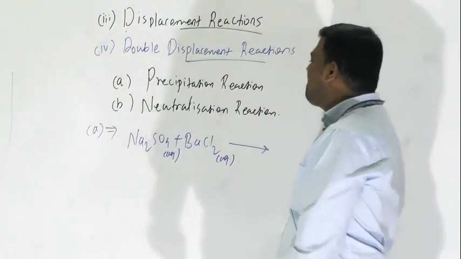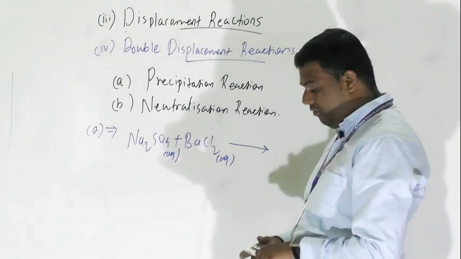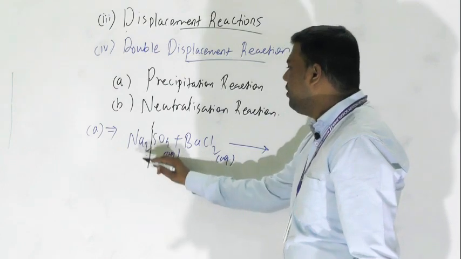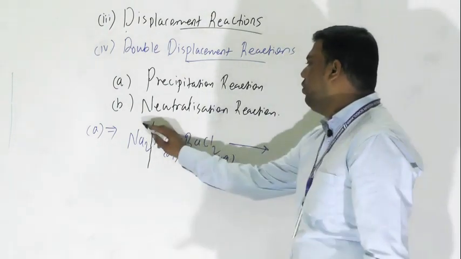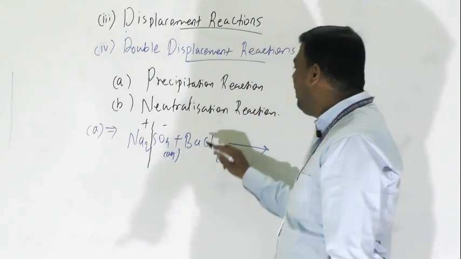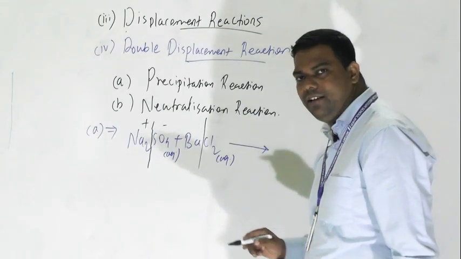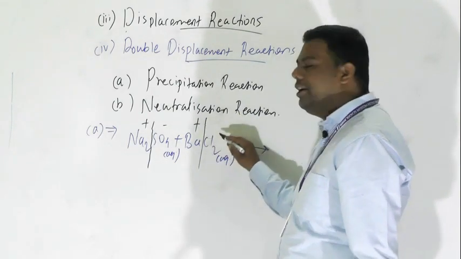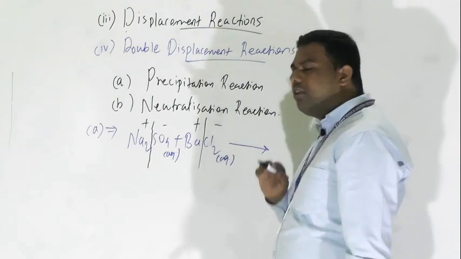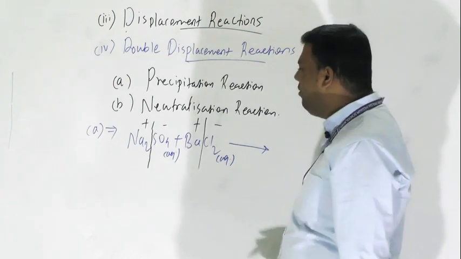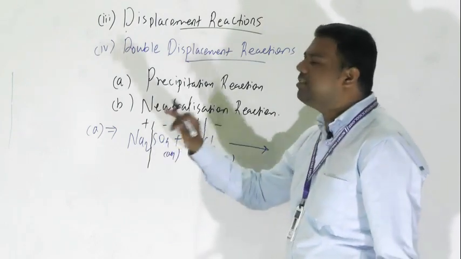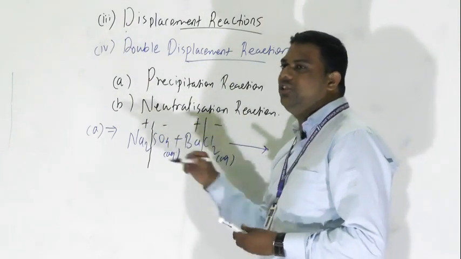So what will you get? Wherever necessary you have to do the breaking. As you know, sodium is electropositive, so plus, and sulfate SO4 2 minus. Barium is also a metal, electropositive, and chlorine is a non-metal, electronegative. So old bonds will break and new bonds will form. This plus and this minus will join, and this plus and this minus will join. Means exchange of ions.